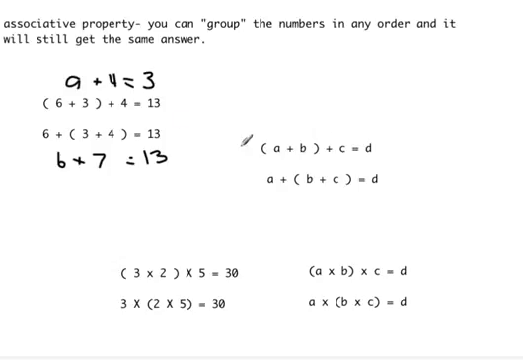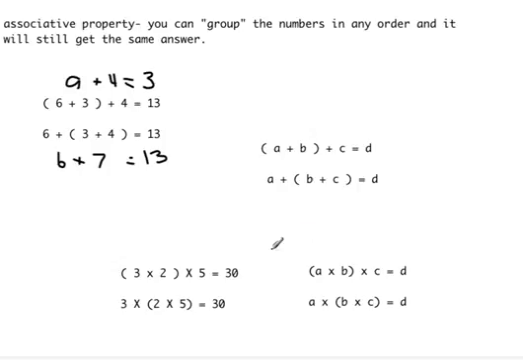Again, here I put the same problem over here. A plus B plus C equals D. So I get those two numbers, that answer first, plus C equals D. I can group them again in a different order. B plus C is going to give me an answer, A plus that equals D. Still end up with the same answer.